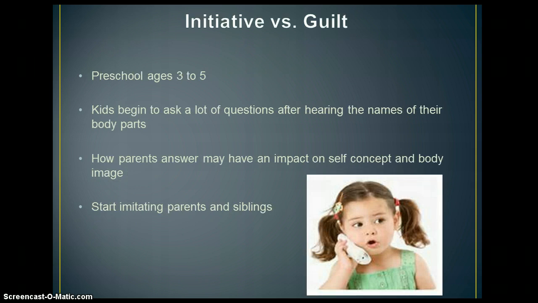Third one, initiative versus guilt. At this age, kids will start questioning body parts. And as they question those, they will ask questions about them all. Depending on how the parents answer them, it may have an impact on self-concept and body image. At this age, they also start imitating parents and siblings. For instance, if they have older siblings who are always on their phone, the younger kids are going to want to be just like their siblings and have phones also, as the little girl in the picture.